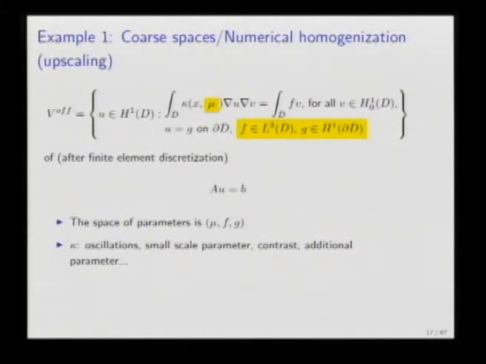This is the weak form. And here what you want to do is to set up something that for any value of the parameter, any good right-hand side, and any good boundary condition, you can solve this linear system fast. If you do finite elements for this problem, you have a linear system you need to solve, right? And then B is going to change with F and G, and A, the matrix, is going to change with mu. It should be A mu here. So this is the space of parameters you want to solve, coefficients and right-hand sides and boundary conditions, right? And K might be multi-scale.